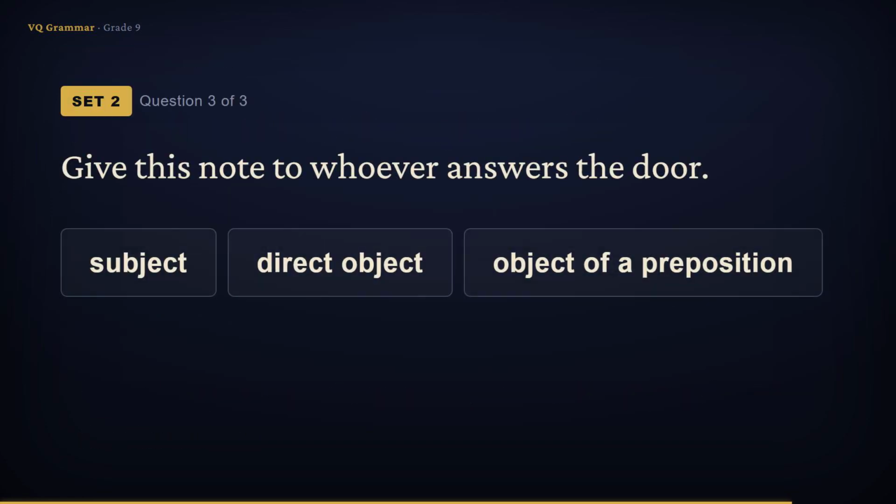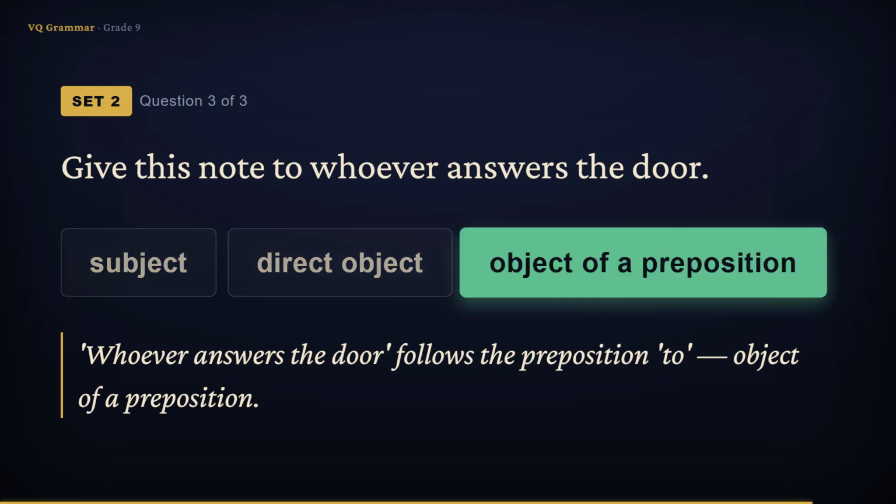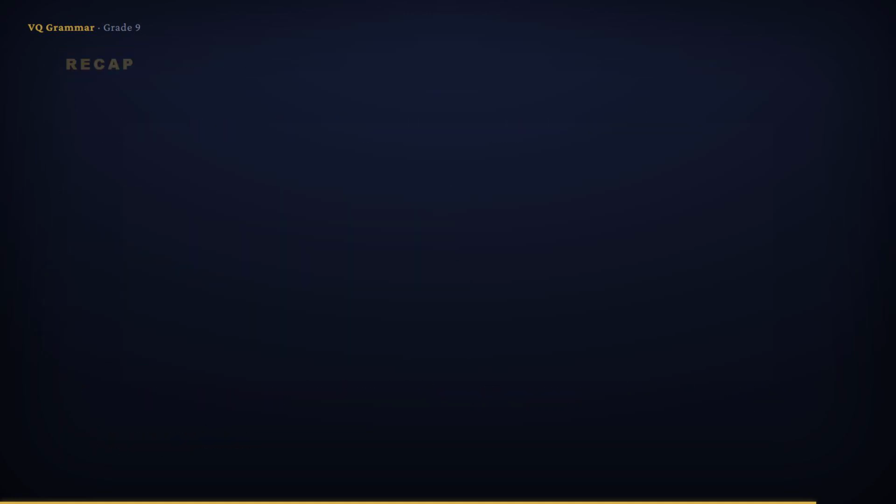Give this note to whoever answers the door. Look at the little word to. That's a preposition. The clause, whoever answers the door, comes right after it and completes it. So this noun clause is the object of a preposition.